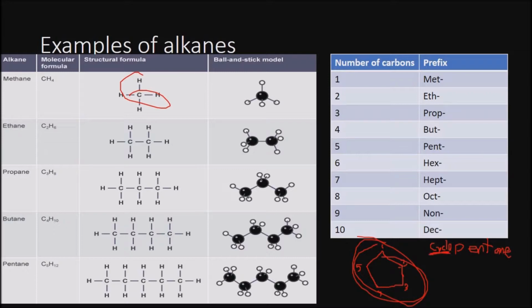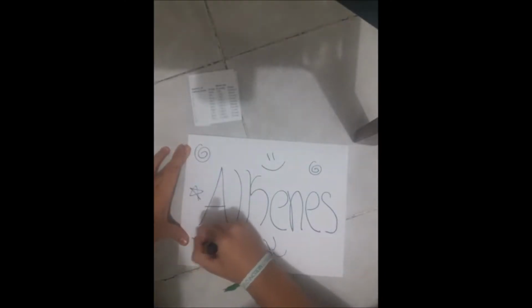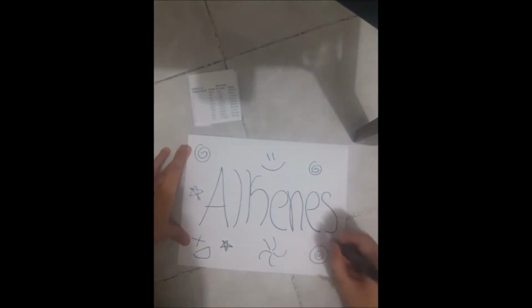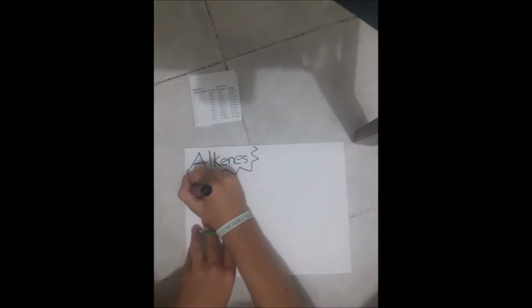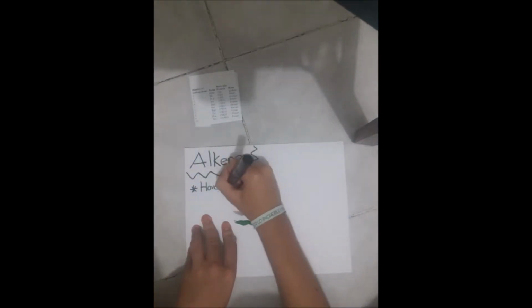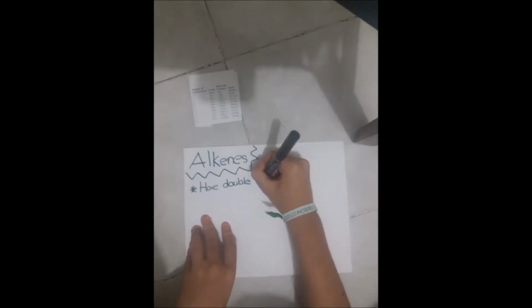Thank you for watching. Now we're going to move on with the alkenes. These are a different family of hydrocarbons with a specific characteristic that differentiates them. The alkenes have very similar characteristics to the other types of hydrocarbons. They just differ in a small amount of things.